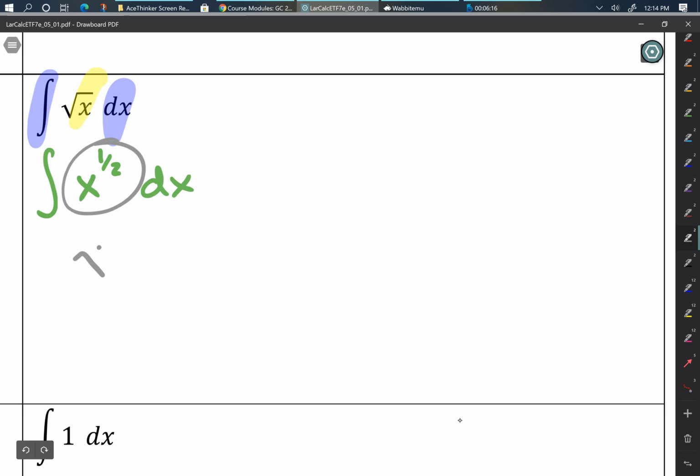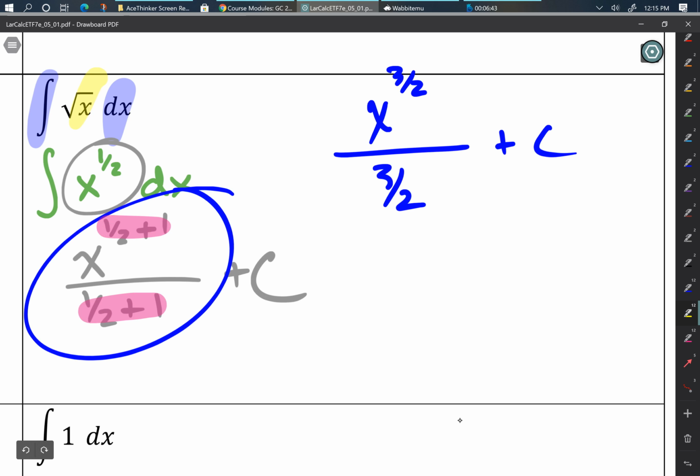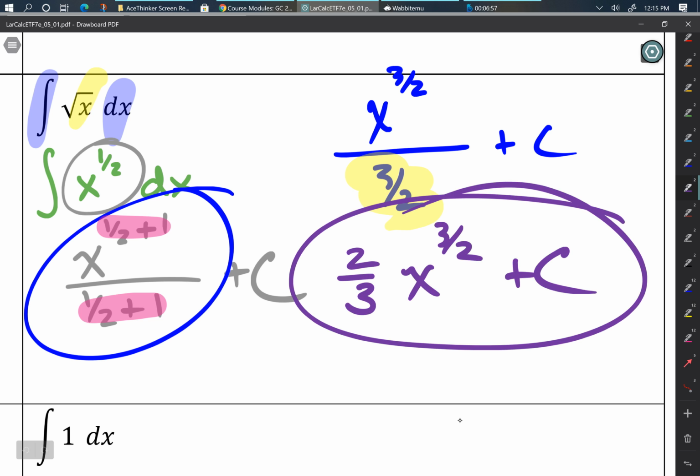Okay, so this is going to become x to the 1/2 plus 1 divided by 1/2 plus 1, and of course plus c. And now I'll clean this mess up. That's going to give me x to the 1/2 plus 1 is 3/2 over 1/2 plus 1 is 3/2. The nice thing about this is once you add it here, you get the same thing there, right? And then plus c, but this is not considered good form. So then I'm going to flip and multiply, and then this will become 2/3 x to the 3/2 plus c. And this will be our most general antiderivative.